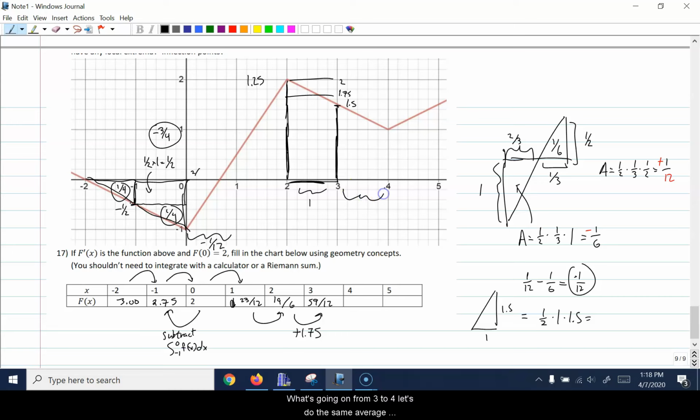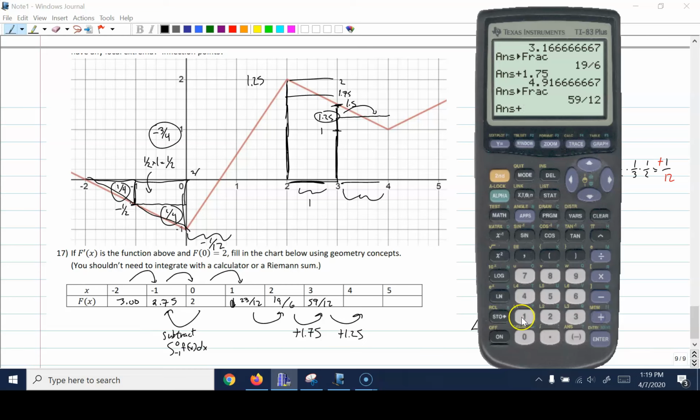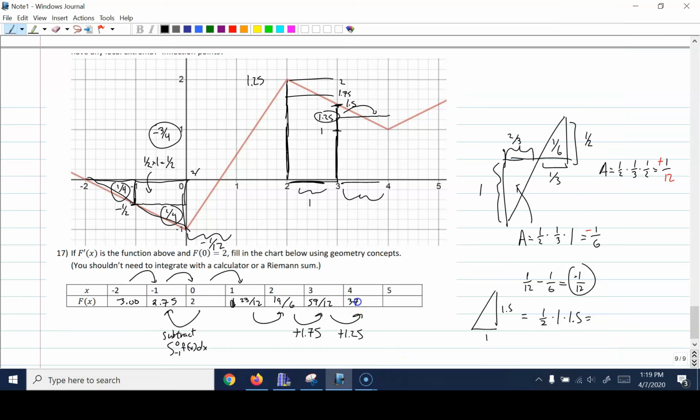What's going on from 3 to 4? Let's do the same, average the rectangle, turn the trapezoid into a rectangle by cutting this off and moving it there. This was a height of 1.5, this was a height of 1, so the average height is 1.25. Base of 1, height of 1.25, I need to add 1.25. That'll give me 37/6.